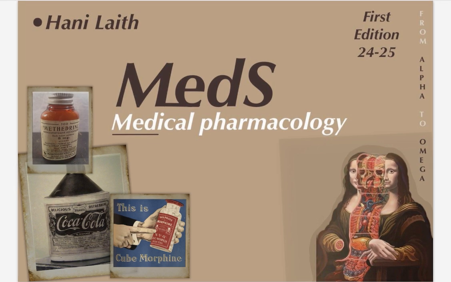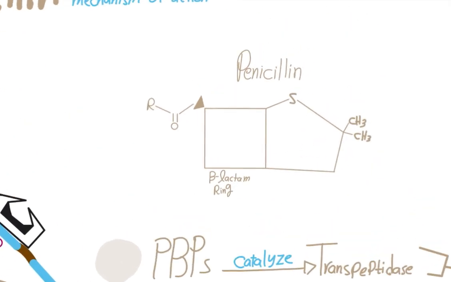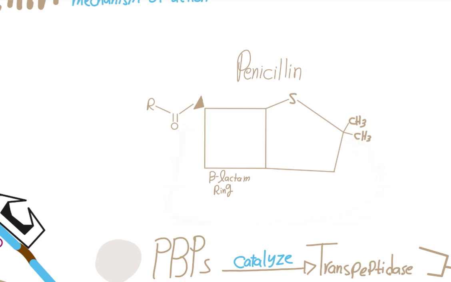Let's jump straight to penicillin's mechanism of action. First of all, let me introduce you to penicillin's structure. Penicillin is made of a special four-membered ring called beta-lactam. This beta-lactam is fused to another ring called thiazolidine. Together, the beta-lactam and the thiazolidine are named 6-aminopenicillanic acid. That's so important to know first.